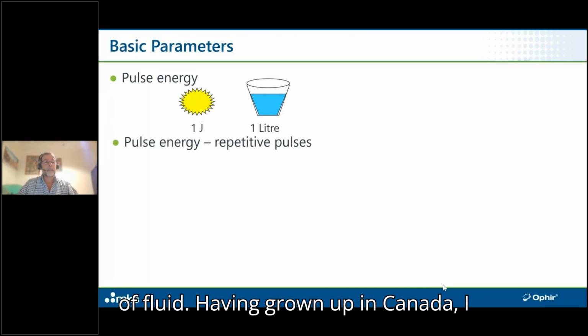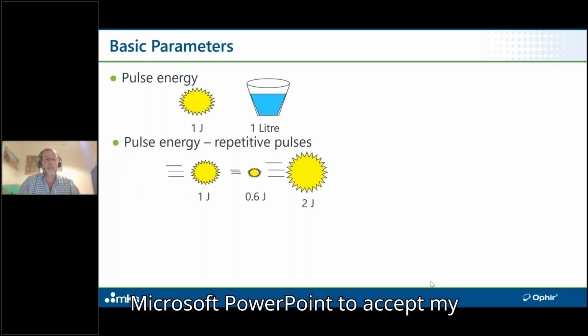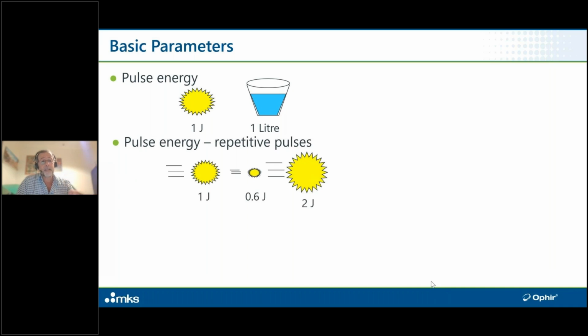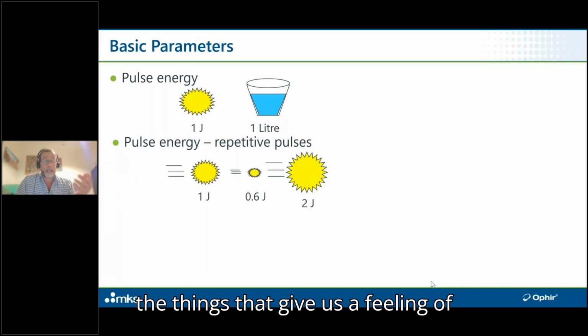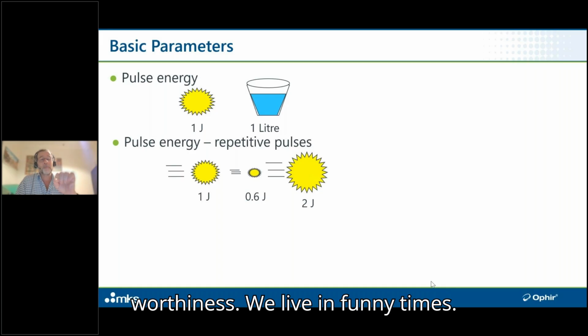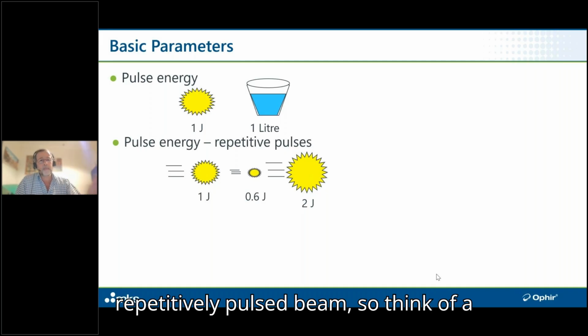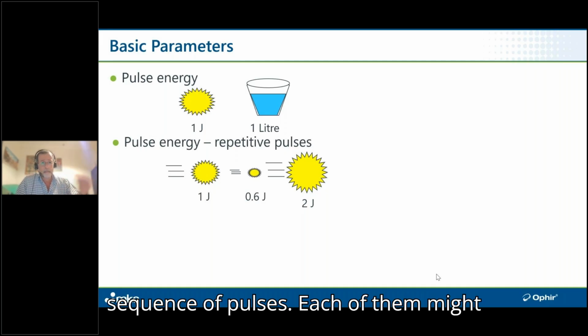In some applications, I might have a repetitively pulsed beam. So think of a sequence of pulses. Each of them might have energy that's different from the energy of other pulses. In some applications, I might want to know the energy of each of those pulses individually. And in other applications, I might not really care. I might only care about the overall rate of flow of energy. Depends on the nature of what I'm doing.